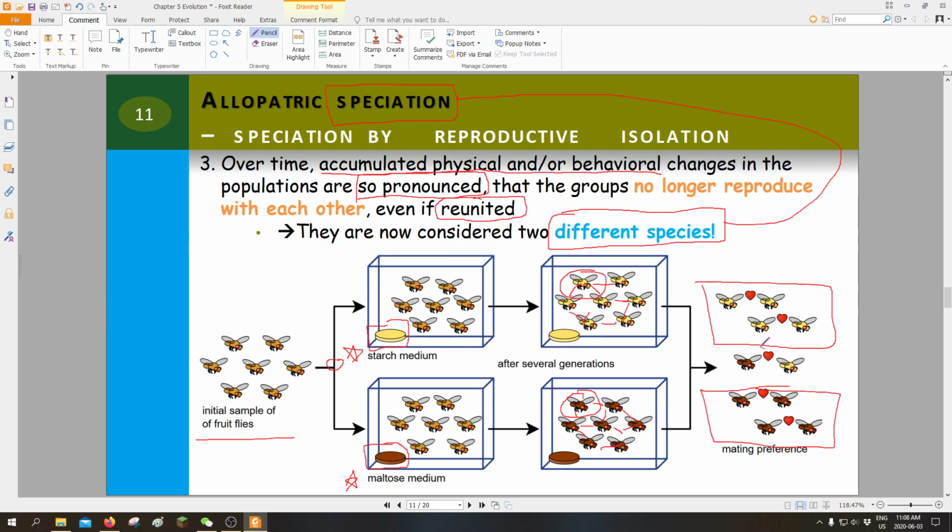There might be a little bit of interbreeding between the two populations if they were reunited, but it would be very, very rare. Again, why? Because the differences in the behavior, the physical traits, as well as the genetics would be so different. And I think this makes a lot of sense. Let's continue on.